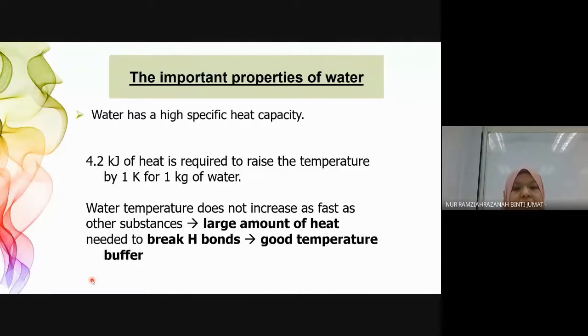If it is a hot summer day, and the water inside the lake has a lower heat capacity, it would be easy for the temperature of the water body to rise. If this happened, what would happen to all the fish inside the sea or the lake? They would suffer from the increasing temperature. So thankfully, water has a high specific heat capacity, making it a very good temperature buffer.